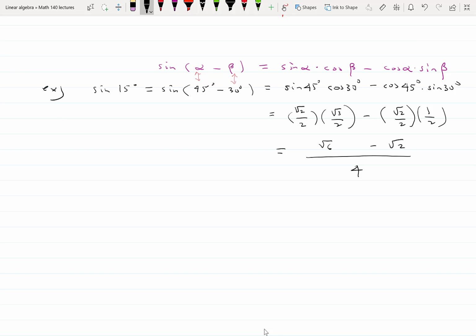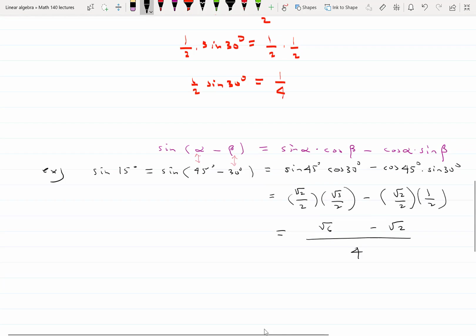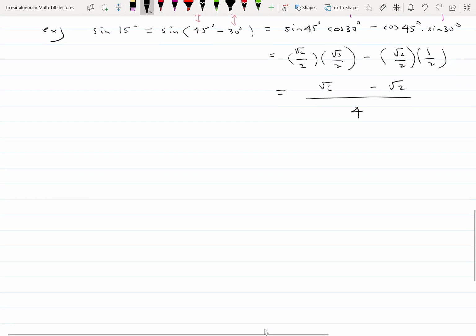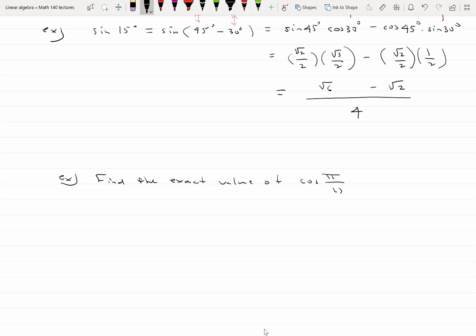Suppose I'm interested in a second example. Find the exact value of, let's say, the cosine of pi over 12. I want to do the same thing as I did in the last example with sine, except I want to do it with the cosine function.